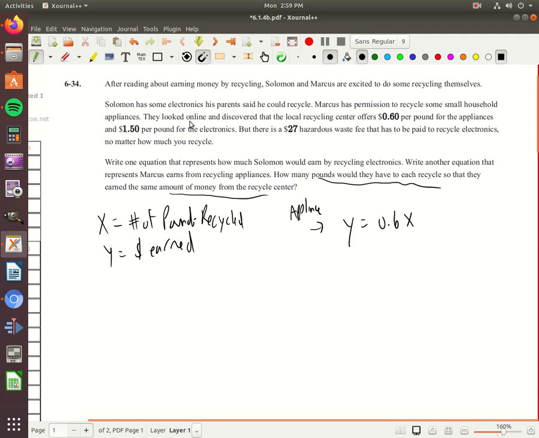Now we're going to have an electronic equation. The electronic equation is his money is going to equal $1.50 per pound, but there's a $27 hazardous fee, so they're going to take $27 out of this. So if you were going to bring something that was like 5 pounds, you shouldn't, because you're just going to lose money, right? But now we have these two equations, and hey, look, this equals y and this equals y, so they must equal each other.